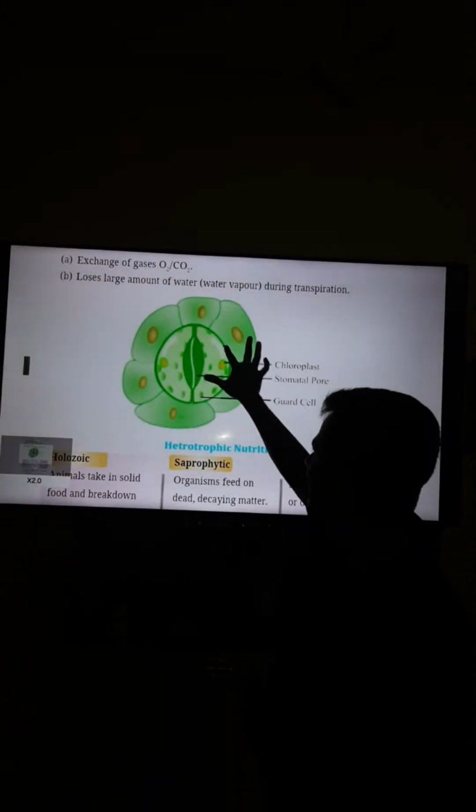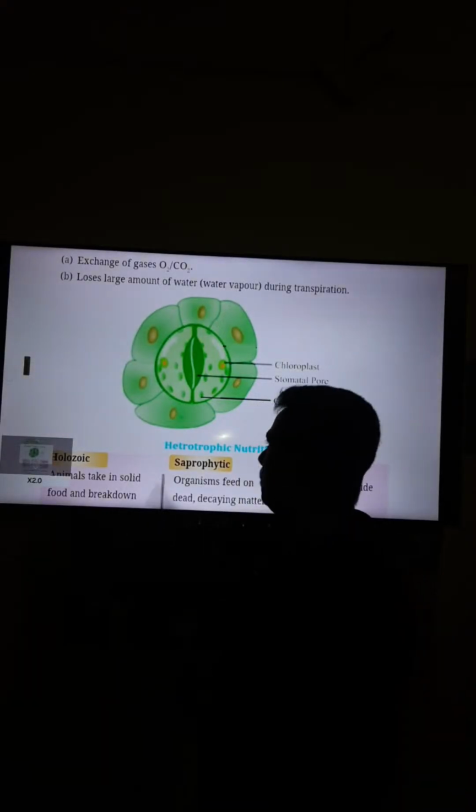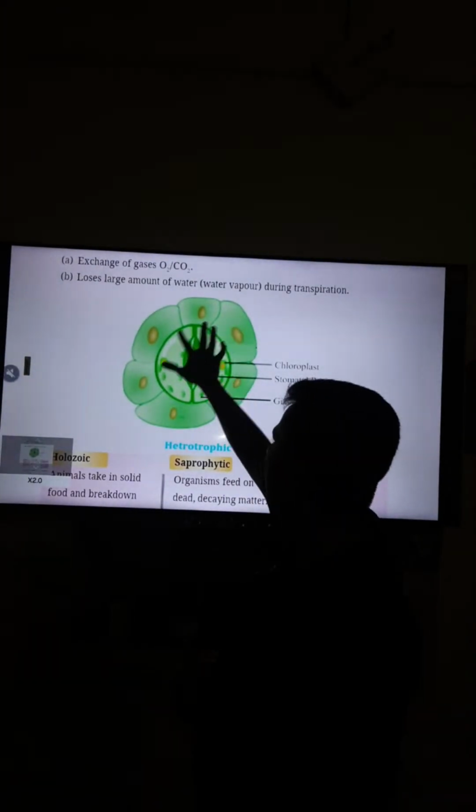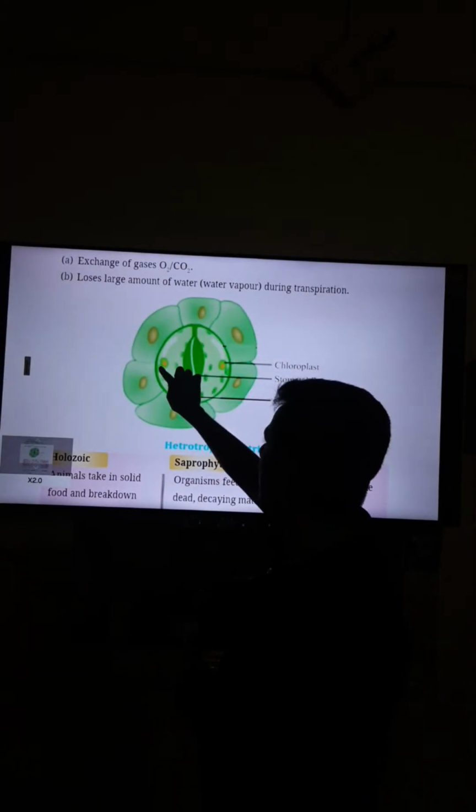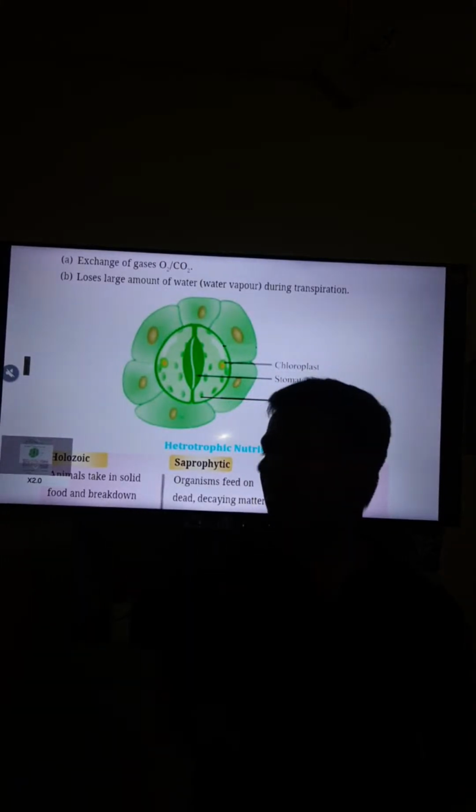These are guard cells. This diagram is very, very important for your examination. You have to practice open stomata and closed stomata. In your textbook they have given it. So these are guard cells, this is the stomatal pore, and here chloroplasts are present. Chloroplasts are important for absorption of light energy. Yes, clear?